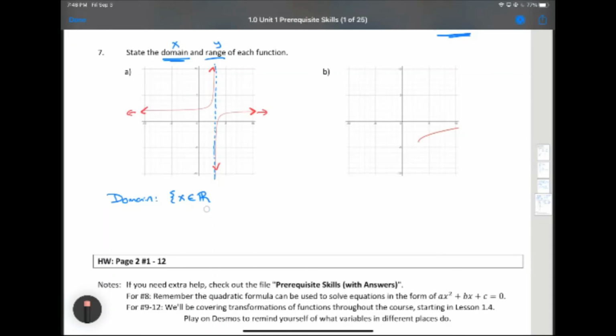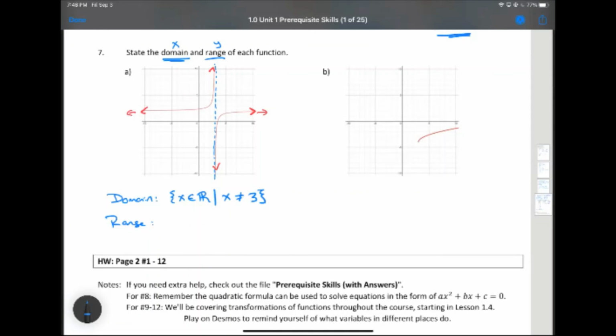I'm not offended. But we'll say x is an element of the reals, and then I put a vertical line that means "such that," and you may also see just a comma here as well. They're both accepted. x is an element of the reals such that x is not equal to 3. So that's a fancy way of saying x can be any real number except for 3. And that's it.